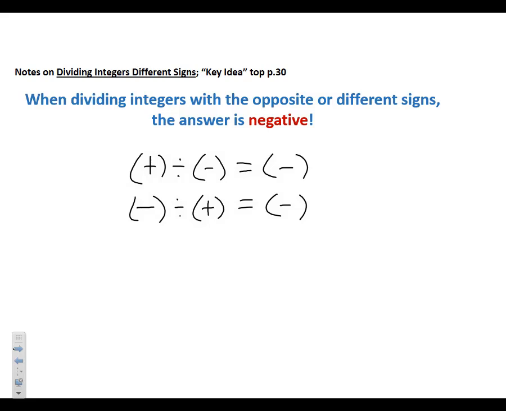Ladies and gentlemen, no matter how many factors or dividends you have, when you are dividing, it's just like multiplication. If you have an odd number of negatives, you're going to get a negative answer.